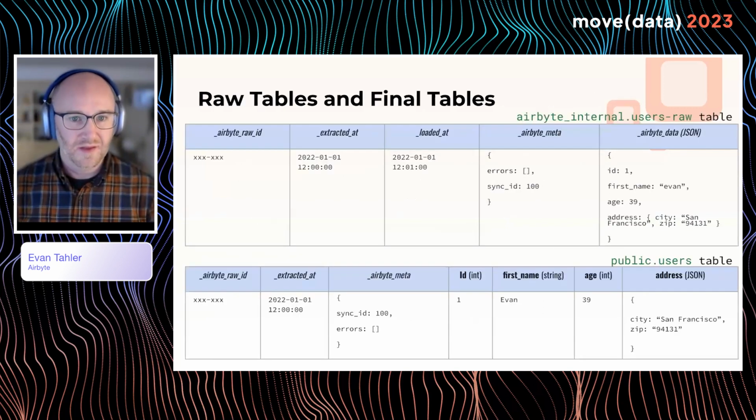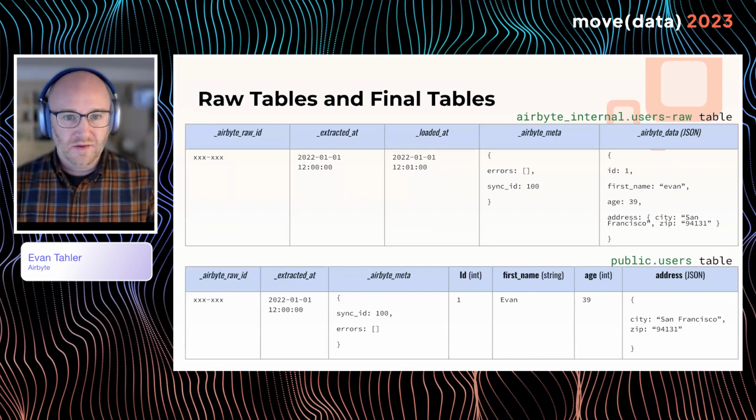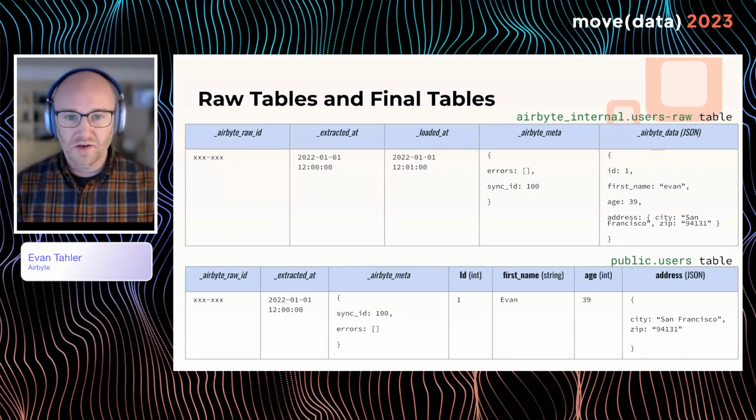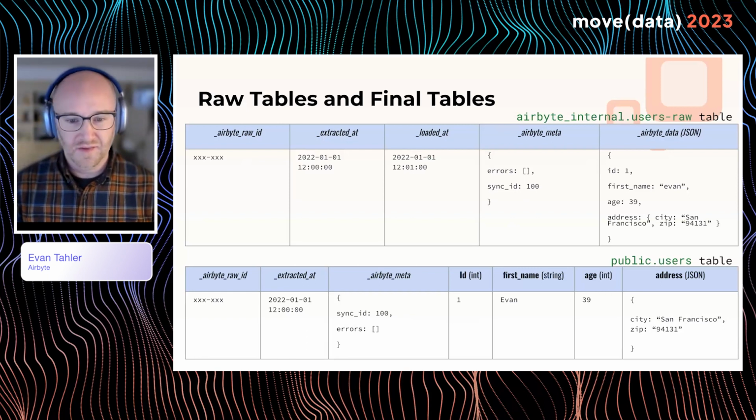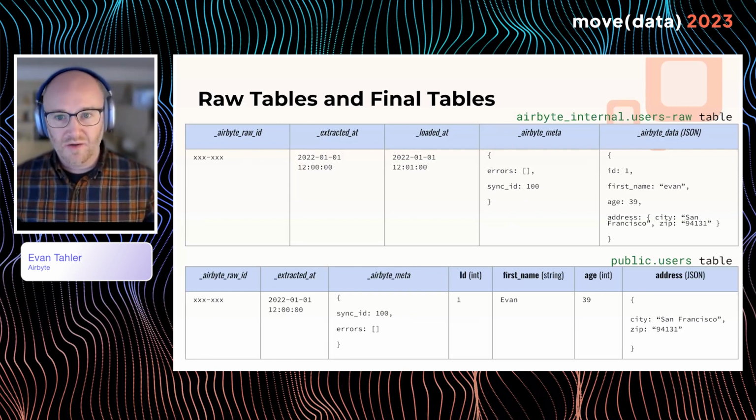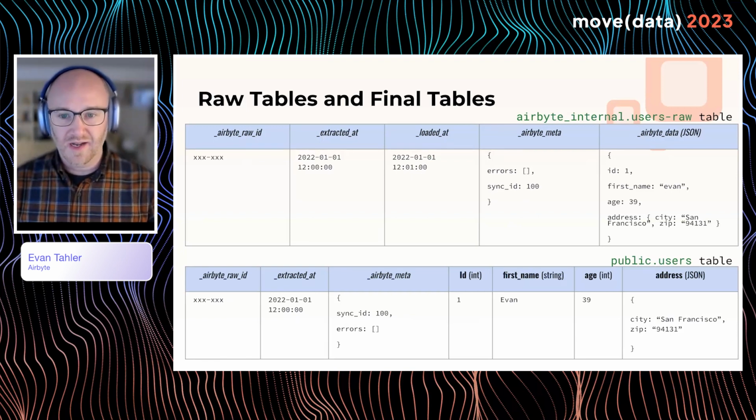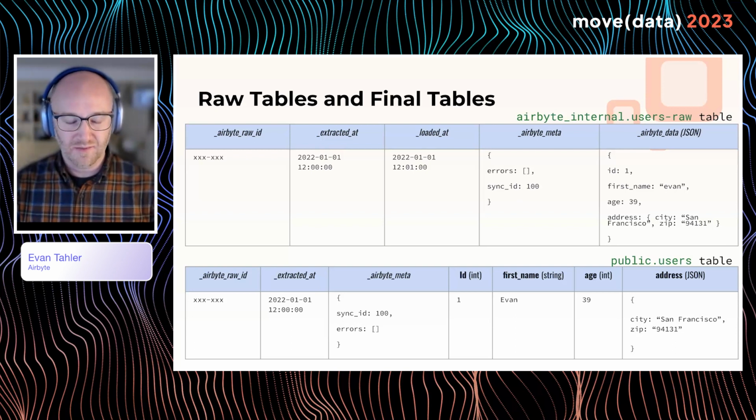Here's what it looks like. So we start with a raw table, which we put in a new namespace called Airbyte internal. So we don't pollute your final schemas with this information. But we keep all the data in the rightmost column raw as it came in. So this way, if the schema changes or we got something wrong, the raw data is there and we can always try again. And then finally, we extract that out to that public users table that you're actually expecting at the end of the sync.